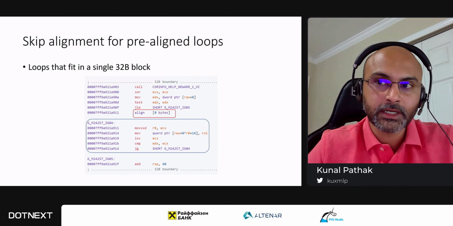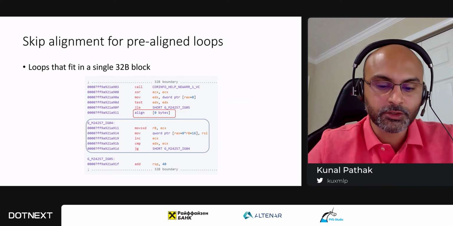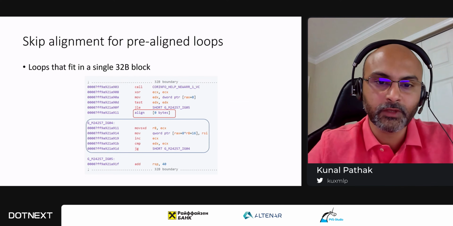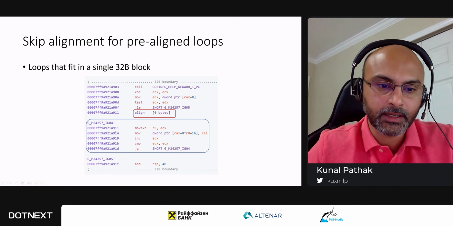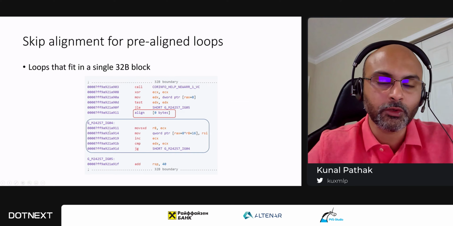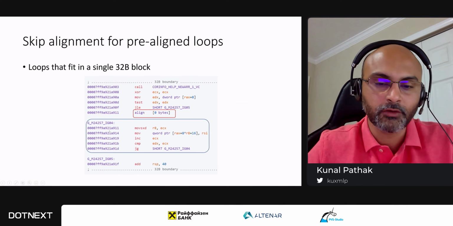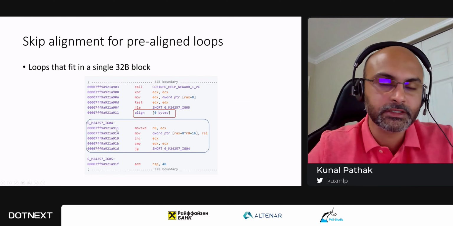There can be loops that are so small that they can be fitted in a 32 byte chunk. So whenever the decoder fetches, the entire loop will be pulled in one fetch. And even if it is not aligned at the 32 byte boundary, we know that it will be fetched in one clock cycle, and in that case we'll skip adding the padding for those kinds of loops.